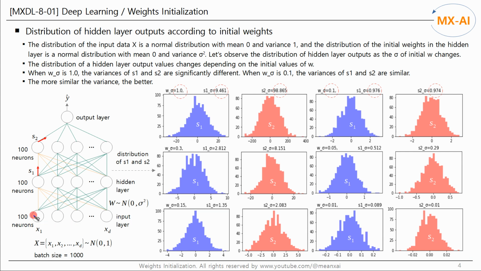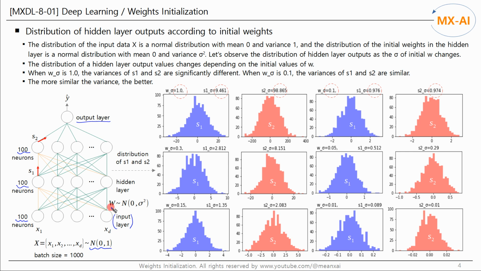We have a neural network model like the one shown on the left. There is an input layer with 100 neurons. And there are 2 hidden layers, each with 100 neurons. And there is an output layer. We used linear activation functions for each layer. Near the origin, sigmoid or hyperbolic tangent can be assumed to be linear. The distribution of the input data x is a normal distribution with mean 0 and variance 1.